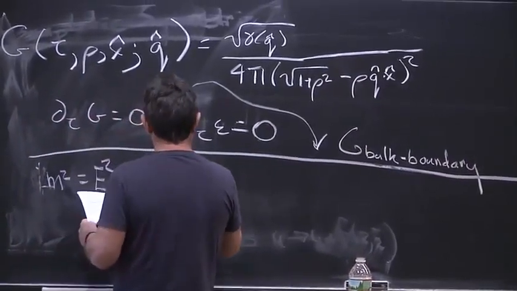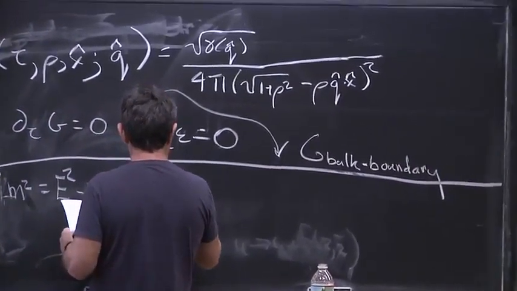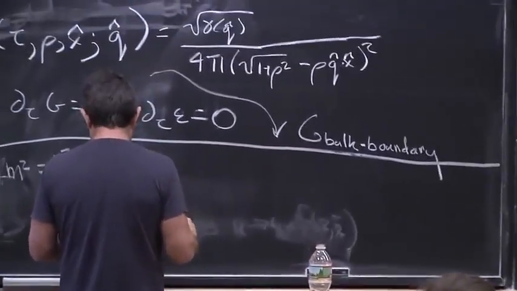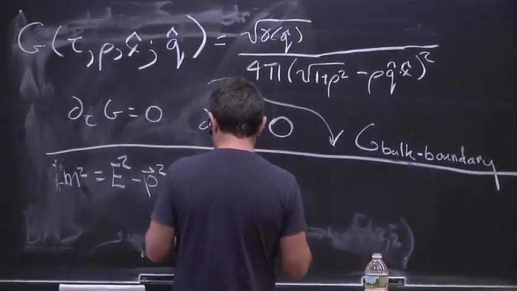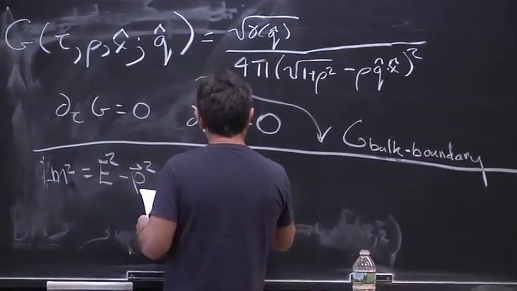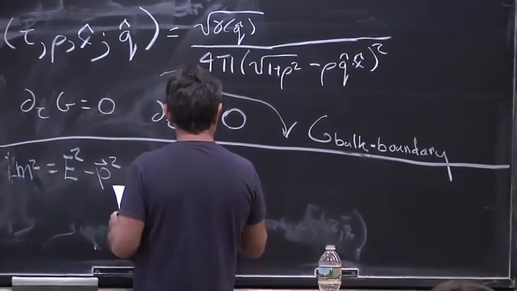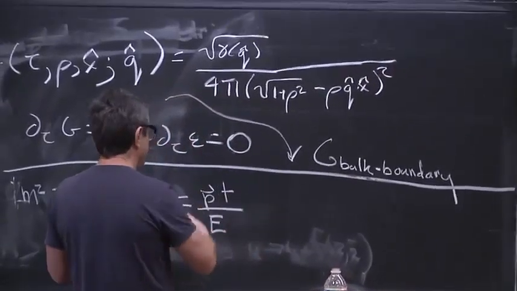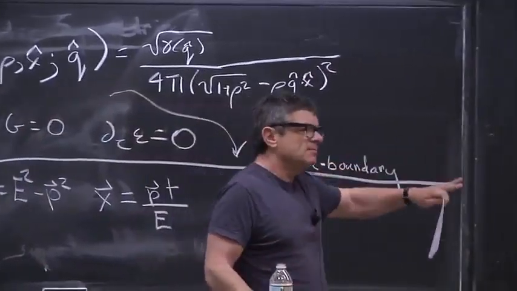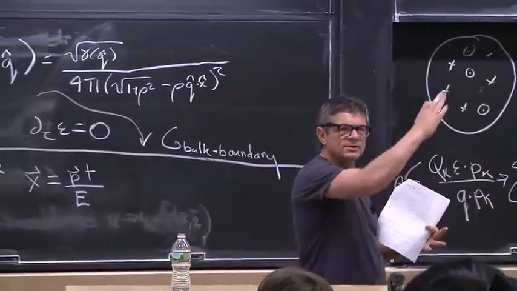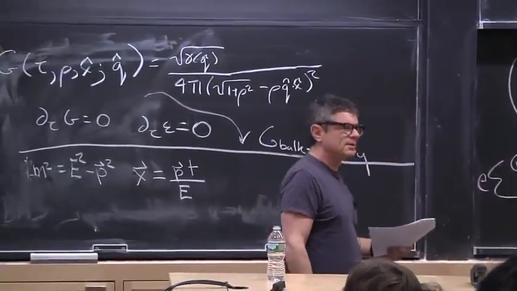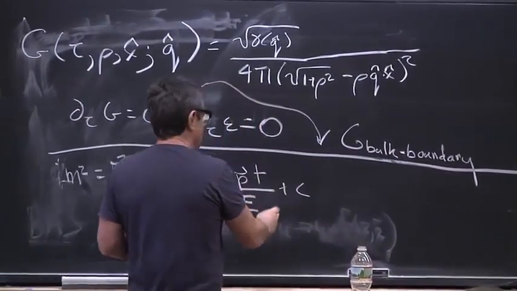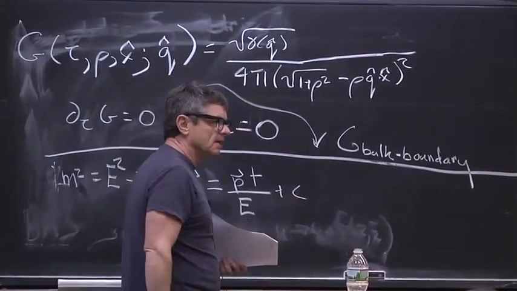And x, at late times, in general, x is equal to p over t, p times the velocity times the time, just a free particle. So at late times, our massive particles are non-interacting. They're just moving at some constant velocity, which might be zero, plus a constant. But since we're going to late times, we're not going to be worried about this constant.